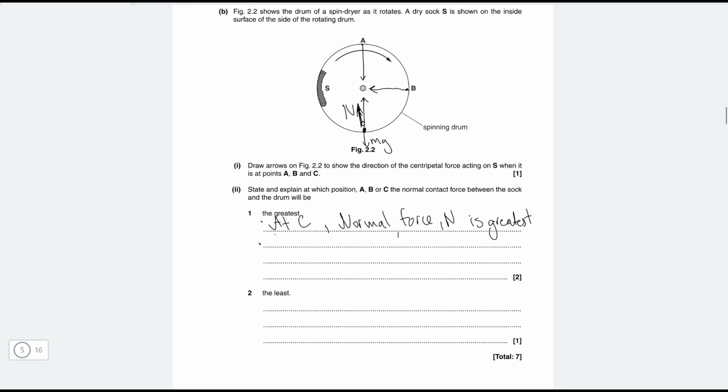So using Newton's second law, we can say that N, the normal force, take away the weight, mg, will be equal to mv squared divided by r, which is the radius, which means that N will be mv squared over r plus mg. Now, similarly, the normal force will be the least at point A. So at A, N will be the least.